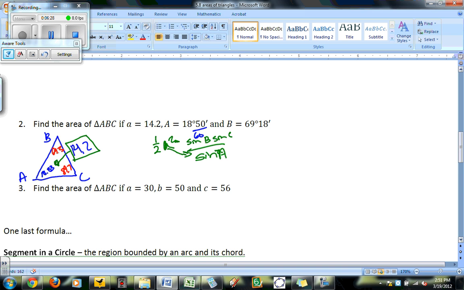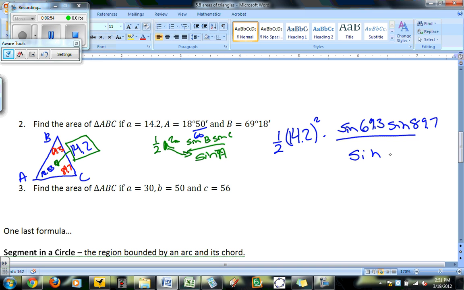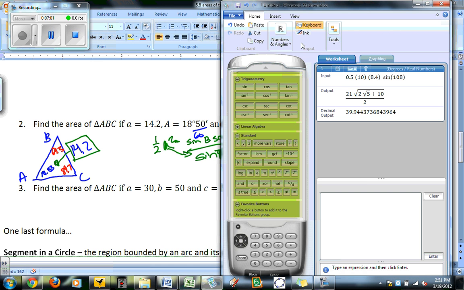All right, so all we gotta do is fill in the parts. So it's saying 1/2, the side that we're given is 14.2, 14.2 squared. And that is times then the sine of these two angles that aren't opposite, so the sine of 69.3 times the sine of 89.7. And that is all divided by then the sine of 18.83.